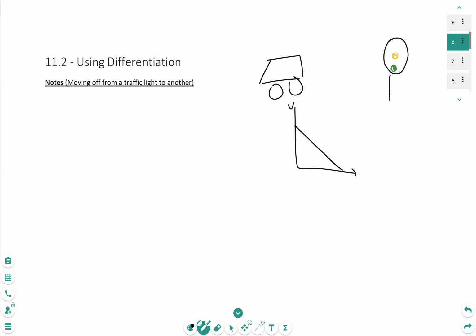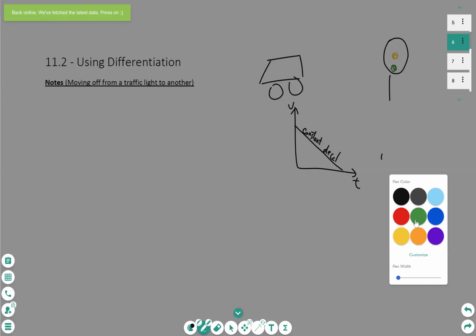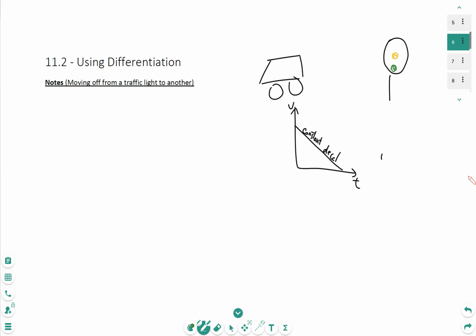That's a VT graph. I'll show you the notes. This is not the notes, this is just an illustration of a situation. So that's more like a constant deceleration. However, in real life, what will happen is we go closer and closer to the traffic light.